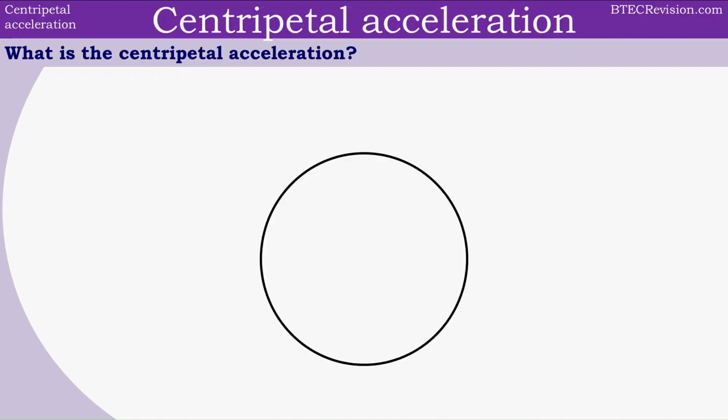Centripetal acceleration is the acceleration acting towards the center of a circular motion. For example, if we have this circle here and we have some object, let's say a string attached to a mass, and we are swinging it around and around, there is acceleration pulling towards the center of this circle. This is the centripetal acceleration. And this value can be calculated using the centripetal acceleration formula.